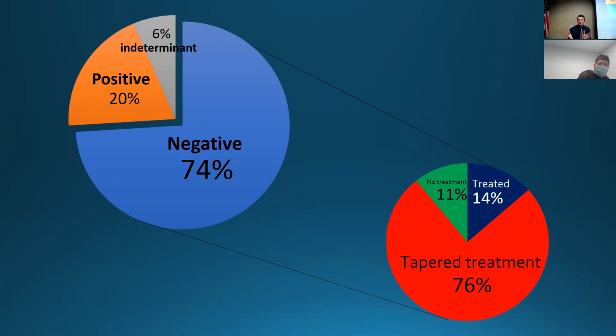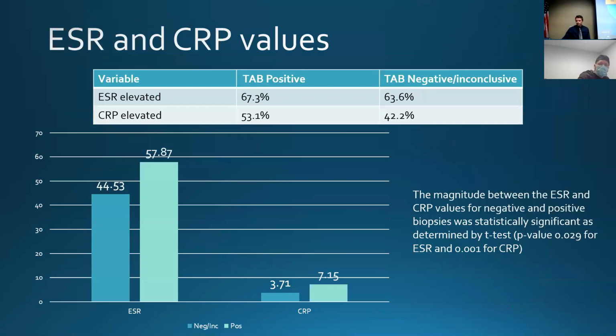And then the big section I want to look at was the negative temporal biopsy patients, and see who got treatment and how that affected our clinical decision making. You can see that about 3/4 of that negative sample went on to get a tapered course of prednisone. And that's 140 patients that we saved from long-term steroid use. 11% didn't have sufficient clinical grounds to even begin steroids in the first place, and then 14% we clinically diagnosed despite a negative temporal artery biopsy, and they got a full course of treatment.